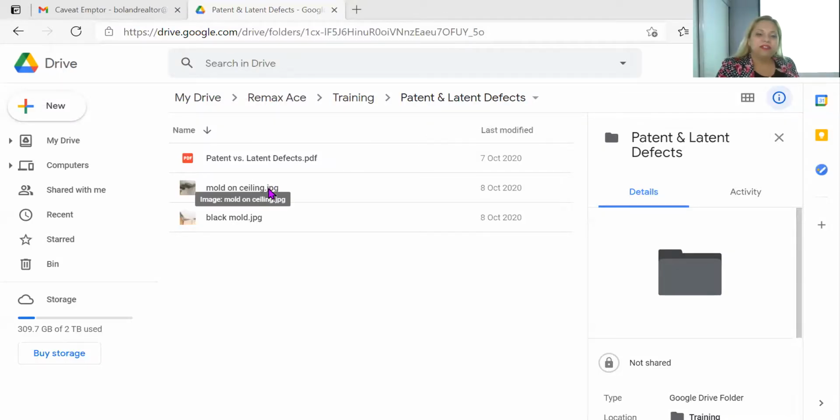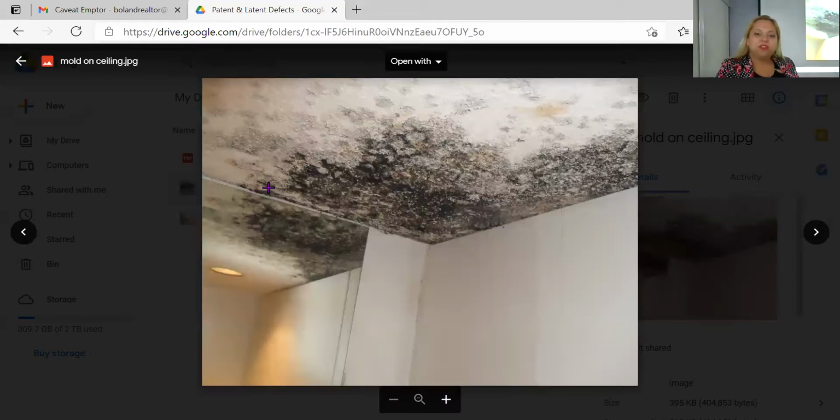So I'm going to share my screen here. I don't know if you guys know the difference between patent and latent defects, so we're going to go over that first. Where am I here on my Google Drive? So for instance, if I were to show you a picture like this, what would you guys say? Is that a patent or a latent defect? Does anybody know? Patent. Very good. Okay, so this is just a really good visual. This is a patent defect. It's something you can see, right?